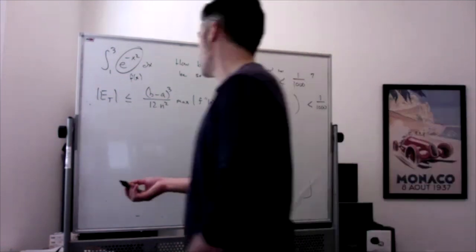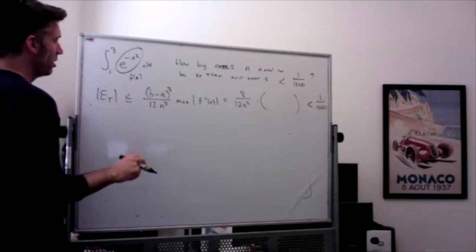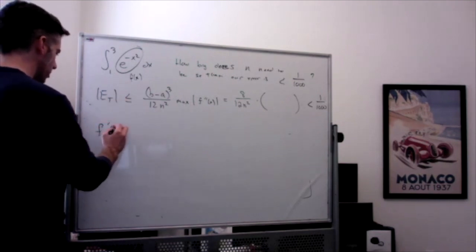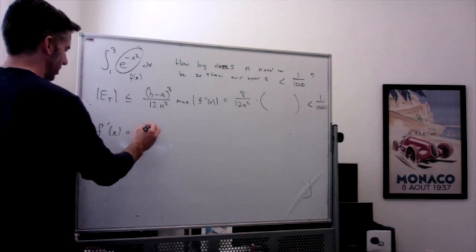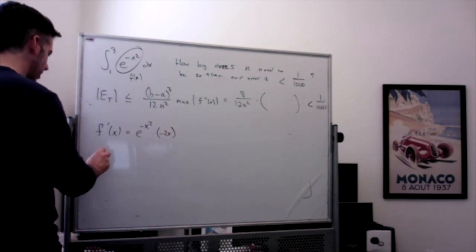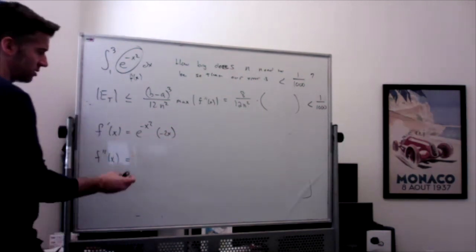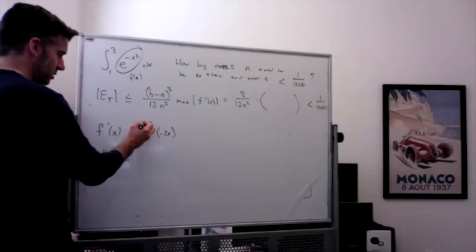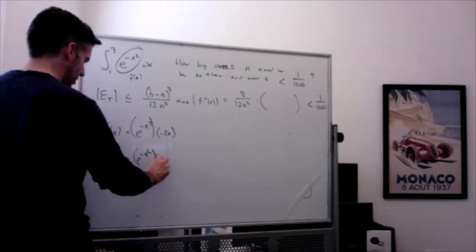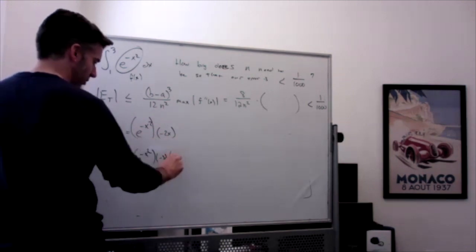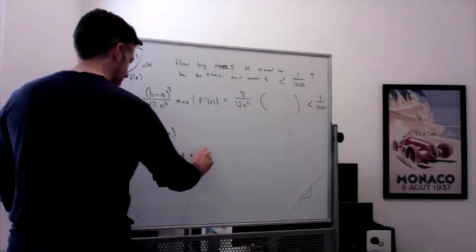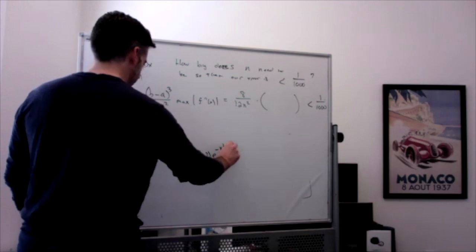All right. So let's see here. The first derivative is going to be e to the negative x squared times negative 2x. And the second derivative is going to be this times, so the derivative of this, which is e to the negative x squared times negative 2x times the other negative 2x, plus the derivative of this times this, which is going to be negative 2 times e to the negative x squared.